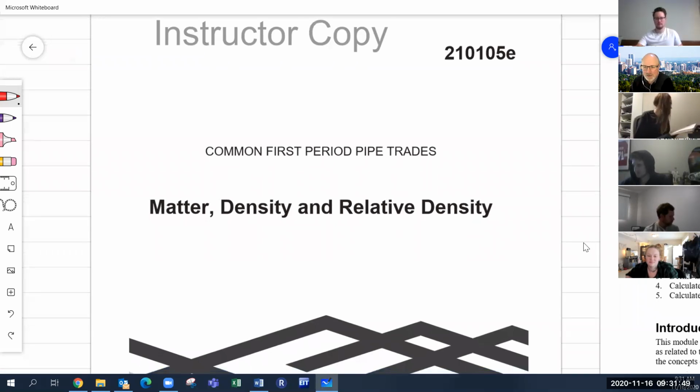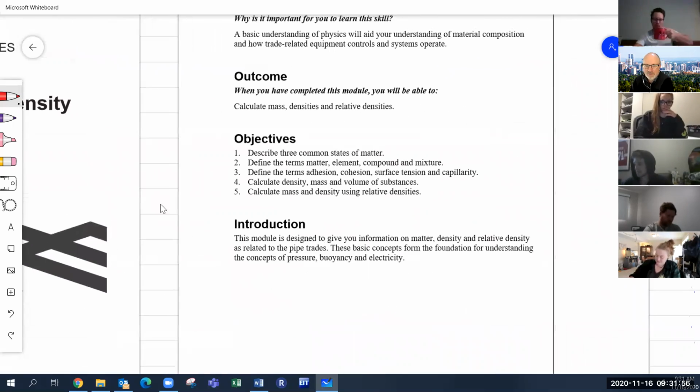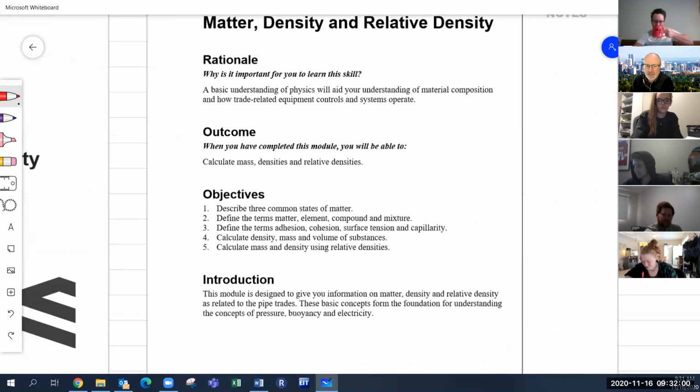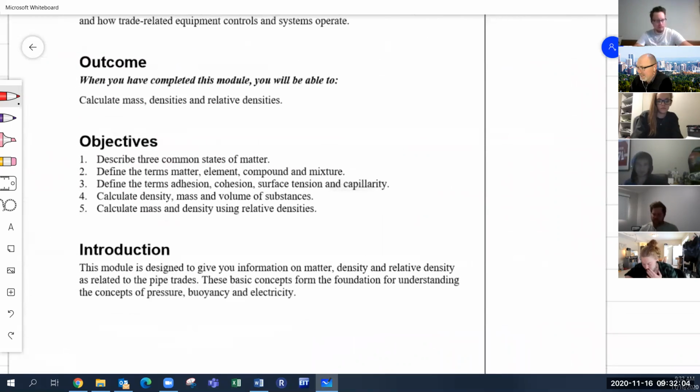Okay, so today we're starting matter, density, and relative density. Let's go up to the objectives that are listed here in your ILM. It tells us we need to describe some common states of matter. There's 3 of them that we need to be concerned about. We're going to define some terms about matter: elements, compounds, and mixtures.